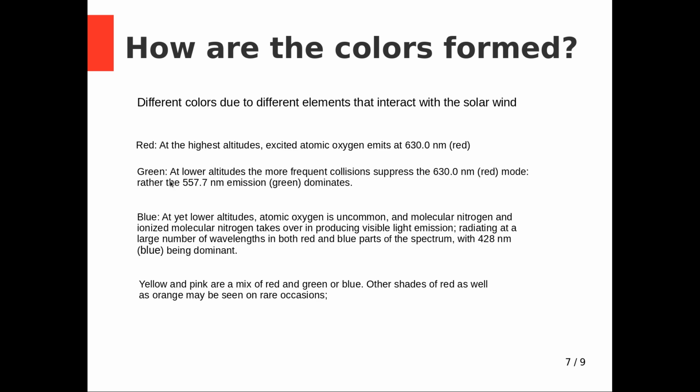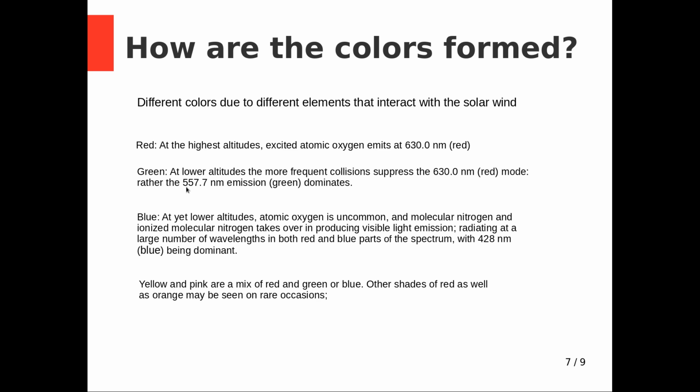Okay, so we can see red, it's at highest altitudes, it excites atomic oxygen, and it emits this wavelength that corresponds to the red visible light. Okay, this is oxygen at higher altitudes. Now with the green, which is the most common color for these auroras, it occurs with the collision between the particles and the oxygen at lower altitudes, which is much more frequent than the red. Okay, so it emits this wavelength that is green.